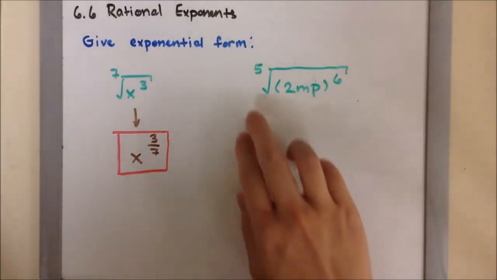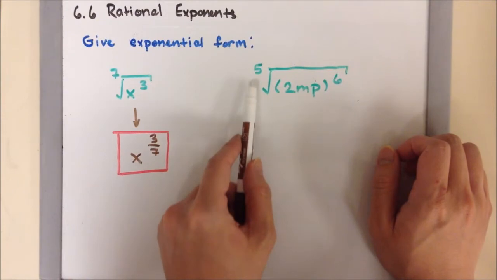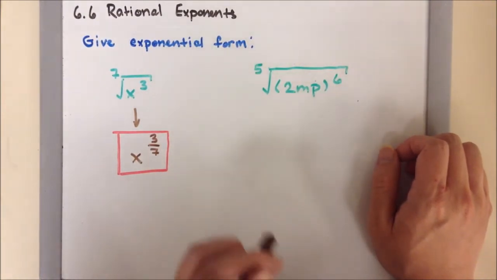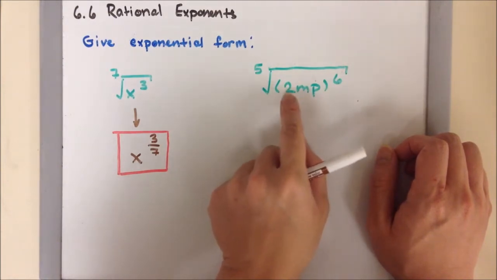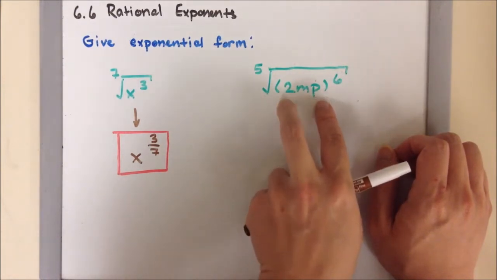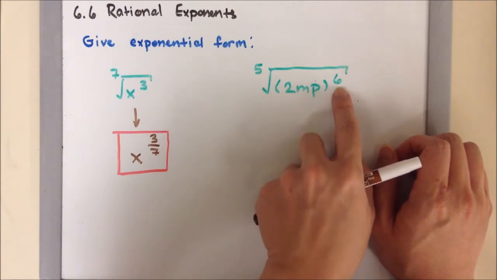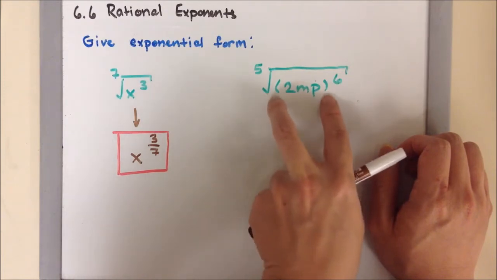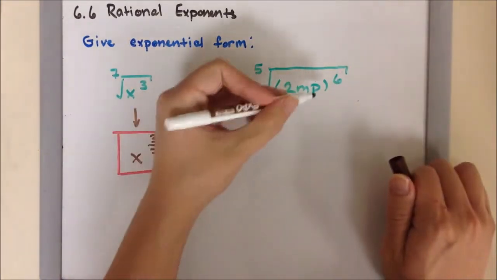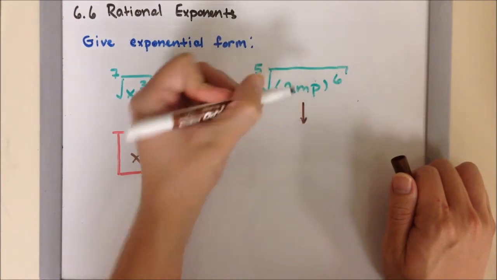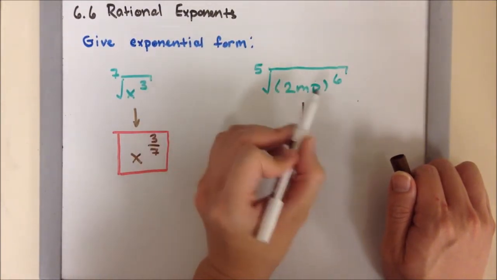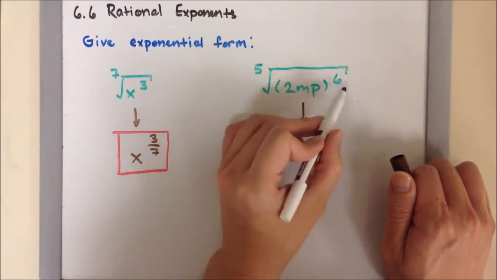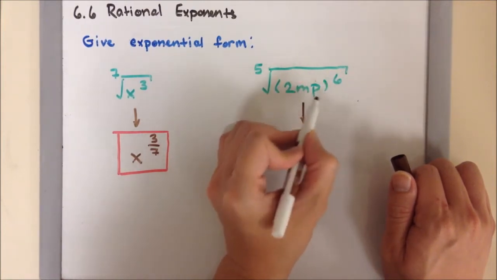In example 2, we have the 5th root of (2mp) to the 6th power. Now notice how I put parentheses on the 2mp. It means that this whole thing is being raised to the 6th power. So if it has parentheses, your answer should also be kept in parentheses, unless you are asked to distribute the exponent, which in this case you're not.